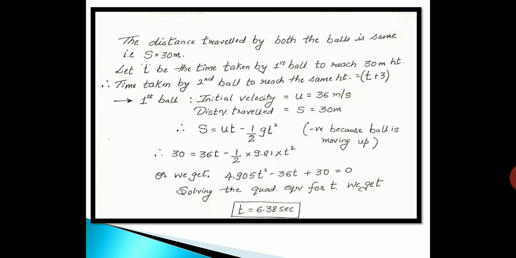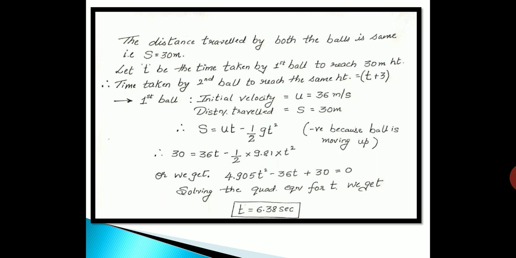Now considering the first ball, initial velocity is 36 meters per second, distance travelled is 30 meters. So using the equation S is equal to ut minus half g t square, I have used the minus sign because the ball is moving upwards. Substituting the values, we get a quadratic equation. This quadratic equation has to be solved by you all for getting the value of t. By solving the quadratic equation, we get t as 6.38 seconds.